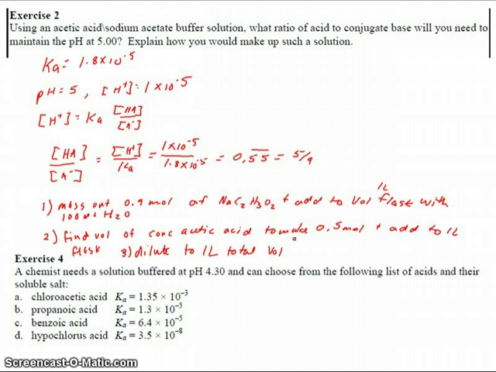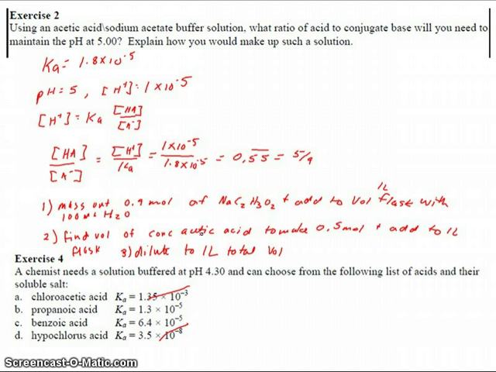Alright, very quickly at the bottom, we want to make a solution that's buffered at 4.3, and we want to choose from the following acids for their soluble salts. Looking at these exponents will help me. This one is way off. This is going to be between 7 and 8. This one is on the upside of 3, so this will be between 2 and 3. So really I have a choice to make between these two.